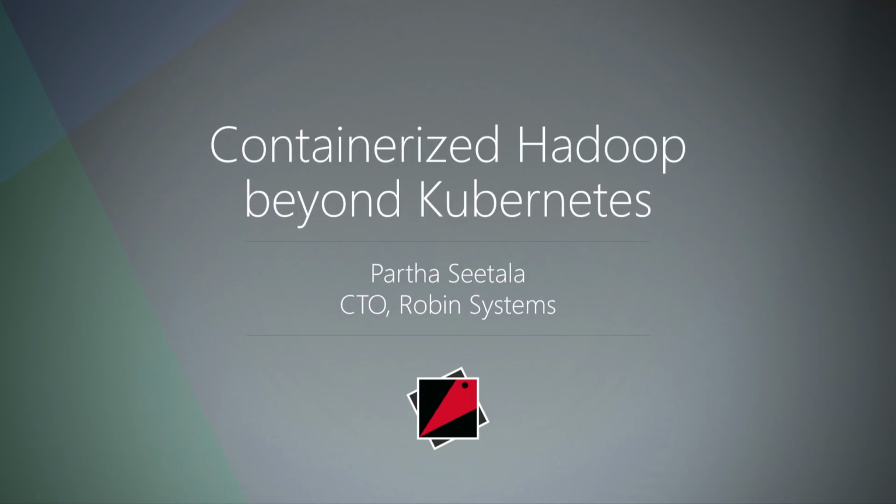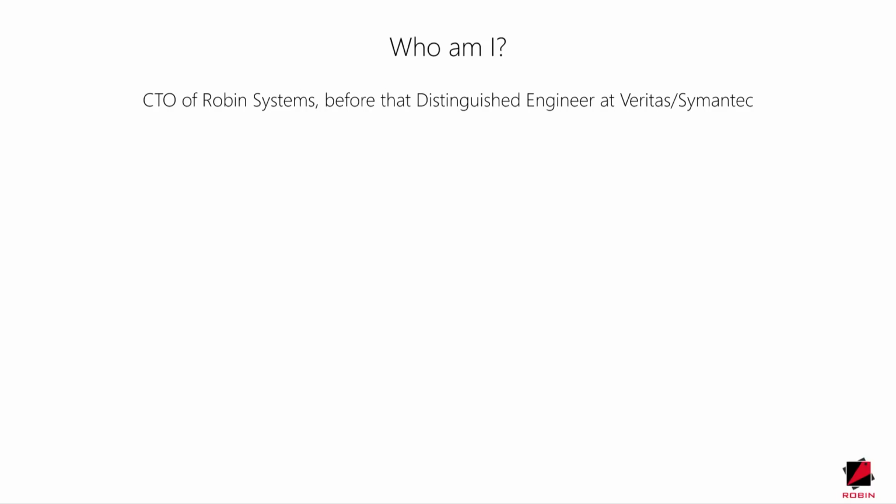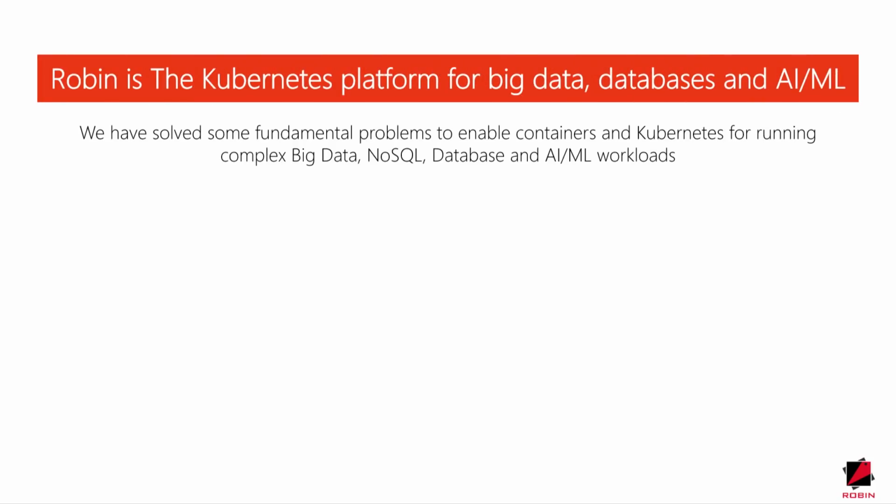So what are my credentials? Who am I, and what are my credentials to actually talk about this topic? I am, again, Partha Sitala, and I am the CTO of a company called Robin Systems. Prior to that, I was a distinguished engineer at Veritas Symantec. And I've had the good fortune of working across multiple products in the networking, storage, as well as application management space. Robin is a Kubernetes platform that brings big data, databases, AI, ML workloads to it.